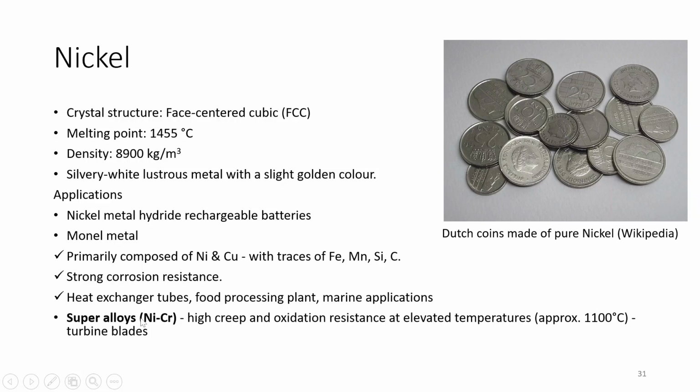Next is in making superalloys based on nickel and chromium. So these superalloys have high creep and oxidation resistance at elevated temperatures, approximately 1100 degrees Celsius, and they are used in making turbine blades.